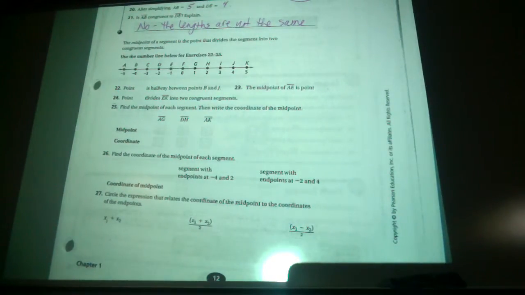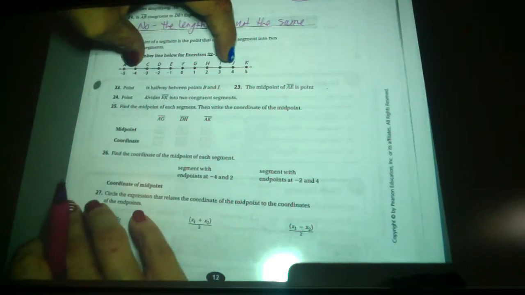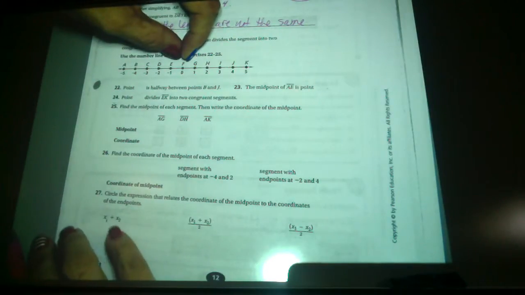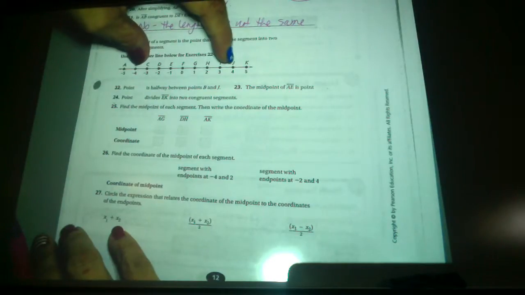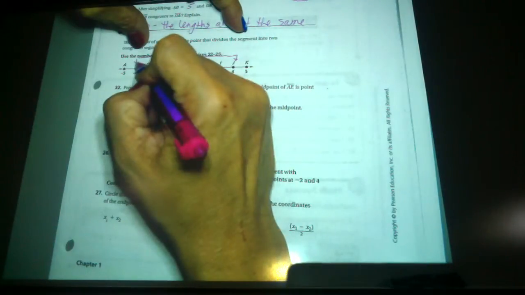22. Point F is halfway between points B and J. Well, here's B and J. You could bunny hop your way to the middle, right? But the easiest way would be to actually find the distance between B and J. So what's the distance from B to J? Yeah, there's 4 here to the left of 0 and 4 here to the right of 0. So that's a total of 8. What's half of 8? 4. So 1, 2, 3, 4. Would F be half the distance between B and J? So point F is halfway between.